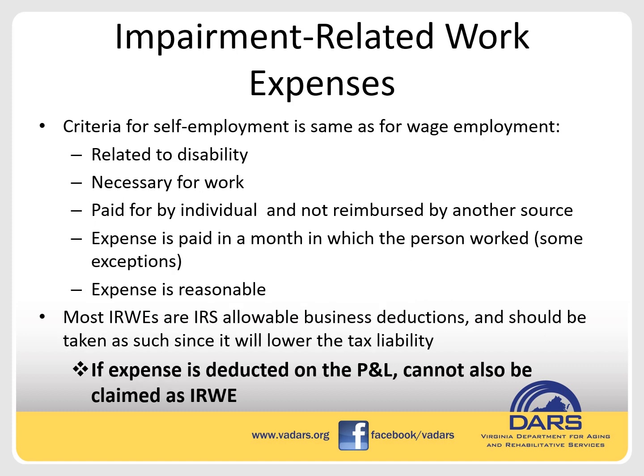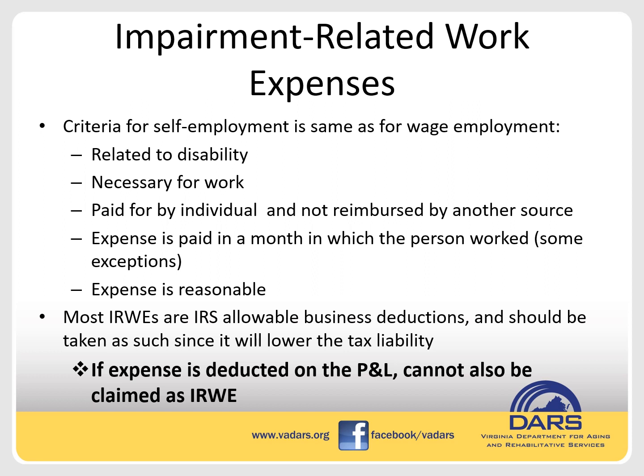I wanted to put impairment-related work expenses, or IRWEs, on here because IRWEs can be used for people on SSDI or self-employed. But again, if you have been a WISTA for a long time or a counselor for a long time, you all know what IRWEs are. The criteria for what constitutes an IRWE is the same regardless of whether or not somebody is on SSI or SSDI, and it's the same regardless of whether or not a person is an employee working for somebody else or self-employed. So I didn't want to spend too much time on this one, but just to recap, this should all be familiar for everybody. The criteria for self-employment is the same as for wage employees.